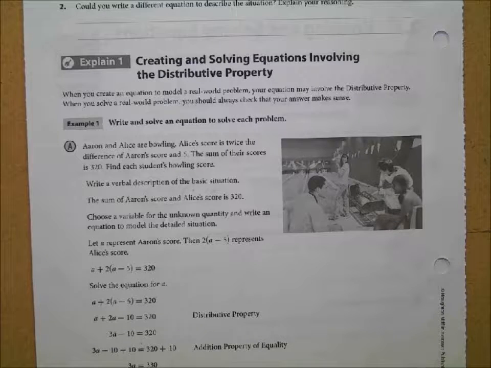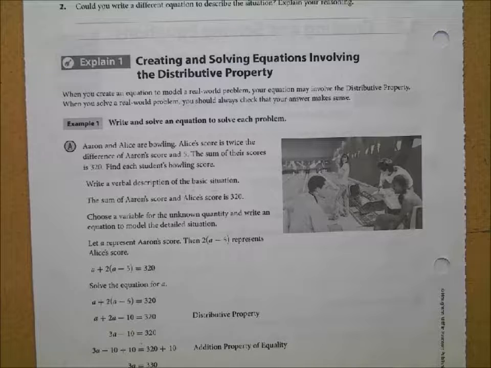We don't, right? We know something about Alice's score, though. What do we know about Alice's score? Twice the difference of Aaron's score and 5. Do we know anything about Aaron's score? We don't know anything about Aaron's score. Okay, so wait a minute. There are like 2 unknown quantities here. We don't know Alice's and we don't know Aaron's.